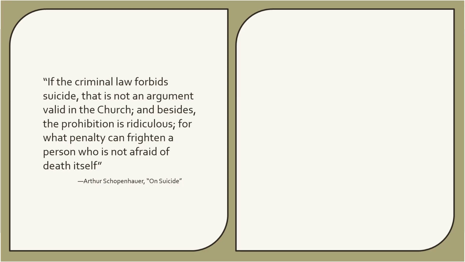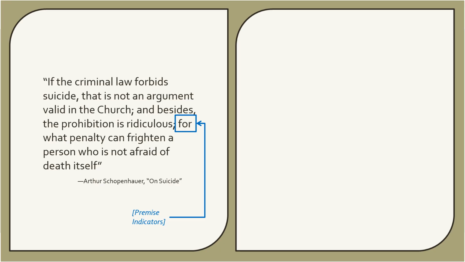So let's begin where we began with all the others. Let's go look for indicator words. The most obvious one we have here is going to be "for" or "because." This is essentially telling us we have a premise, and the premise then would be what penalty can frighten a person who's not afraid of death itself. So let's stop for a moment and think about the conclusion. The conclusion is actually pretty obvious. It says, "besides, the prohibition is ridiculous." So our conclusion is basically the prohibition is ridiculous.